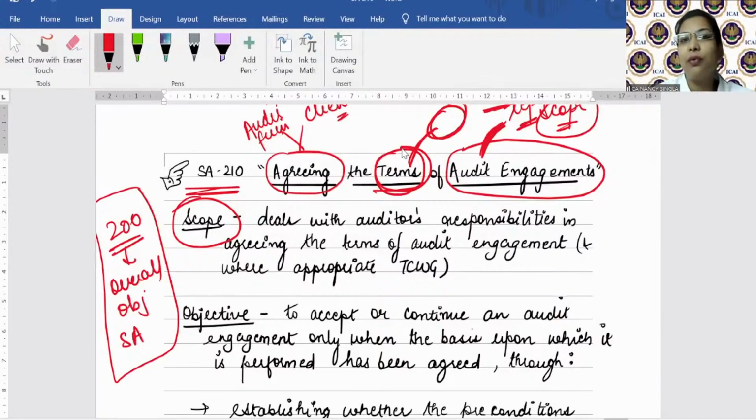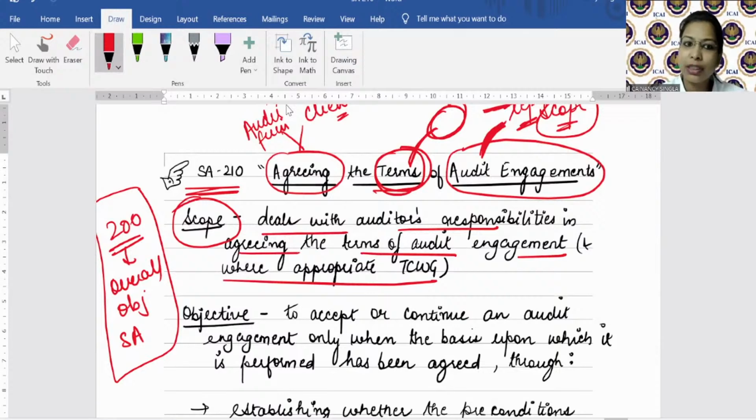So this SA provides a guideline to the auditors so that a uniformity is there for all the auditors when they are agreeing the terms of the audit engagement. Clear? ठीक है? So it deals with the auditor's responsibility in agreeing the terms of audit engagement with management and where appropriate those charged with governance. अब मैंने आपको बता दी, जहां पे those charged with governance है, अगर वो agree कर रहे हैं तो उनके लिए, जहां management है तो management.